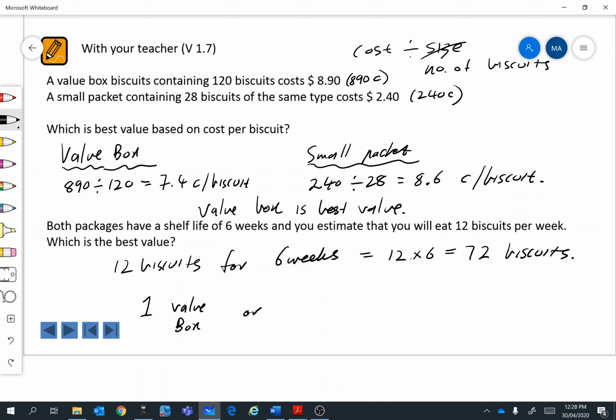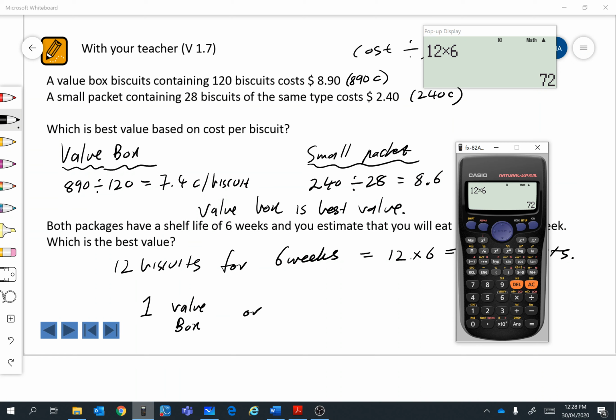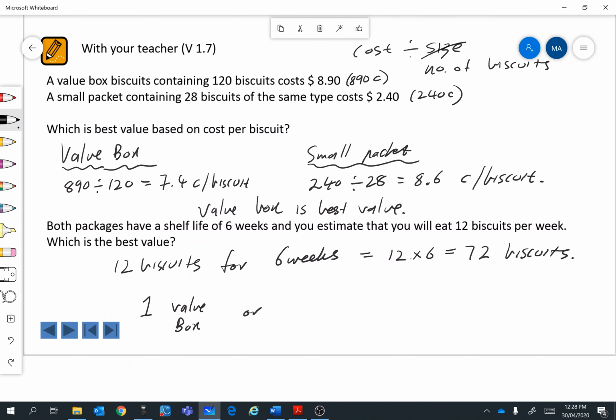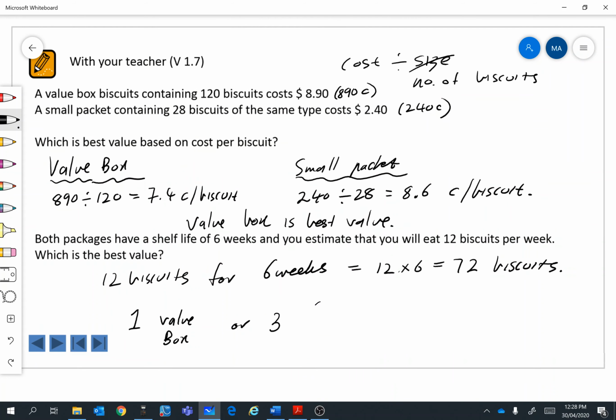Well, we can take that 72 and divide that by 28. So 72 divided by 28 means that you're going to need 2.57 small packets. Now, of course, you can't buy 0.57 of a small packet, so you've just got to round that up. So in order to get enough biscuits for the 6 weeks, you'd need 3 packets of the small. So 3 small packs.